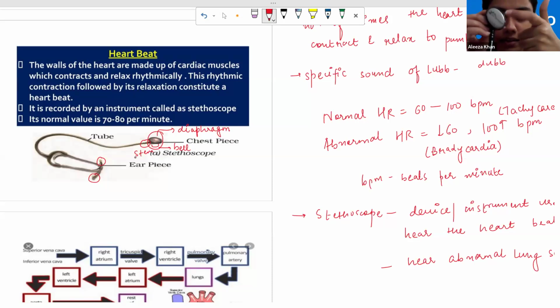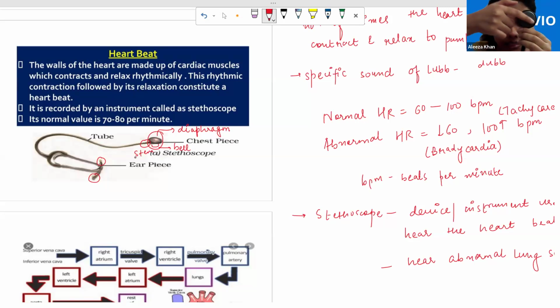I have a membrane here. This membrane is known as the diaphragm. This is the bell. Okay, ma'am, understood? The part opposite to the diaphragm is the bell part.